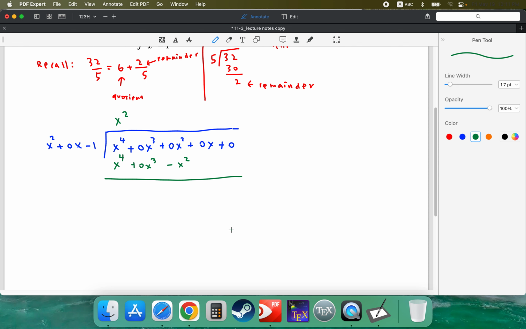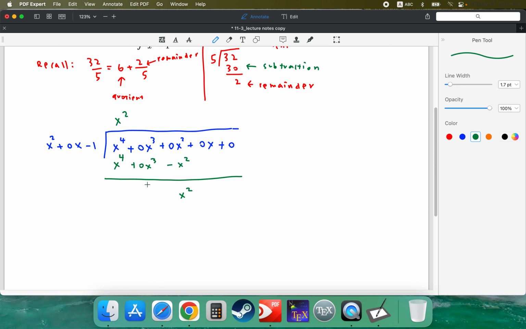Right here, again, we want to use subtraction. So let me label this: this is subtraction. x to the fourth minus x to the fourth, that's 0. 0x cubed minus 0x cubed, that's 0 again. 0x squared minus negative x squared, so I have a positive x squared.